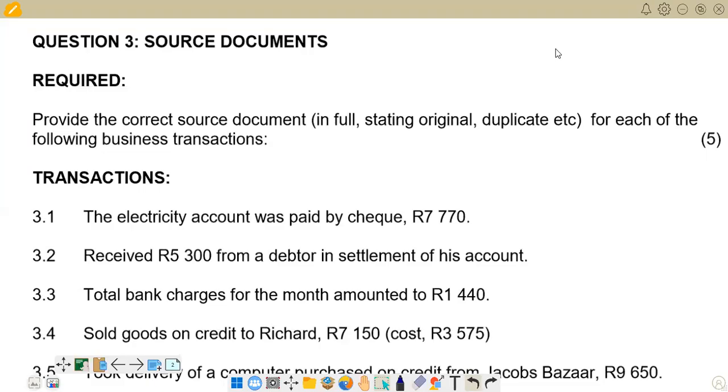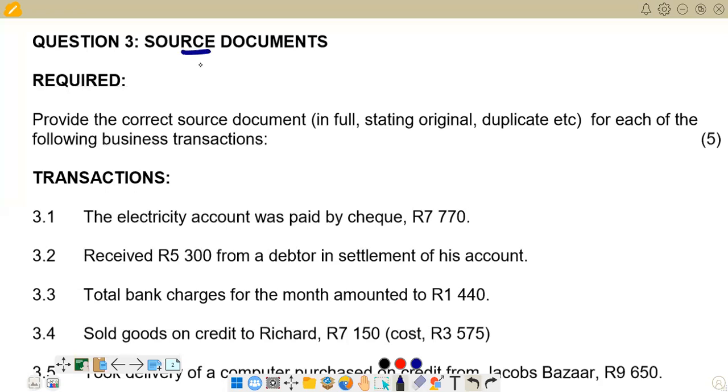Okay, welcome back to accounting grade 10. Today we want to look at a question on source documents. This is the question that we have, question 3 on that question paper, and it's on source documents. We can start by understanding exactly what we mean by source documents.